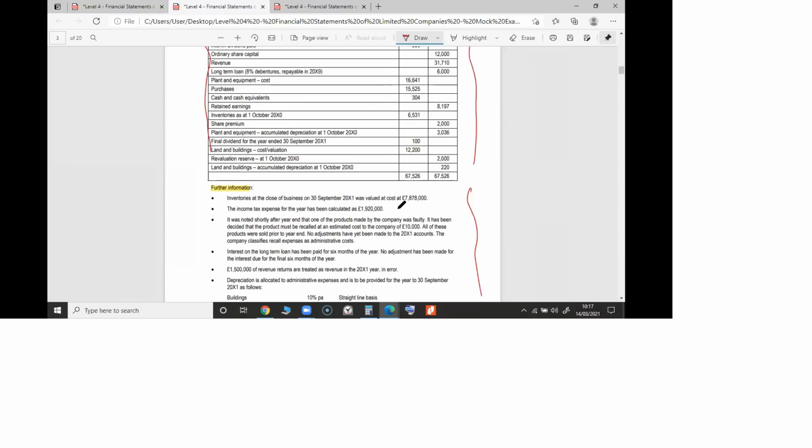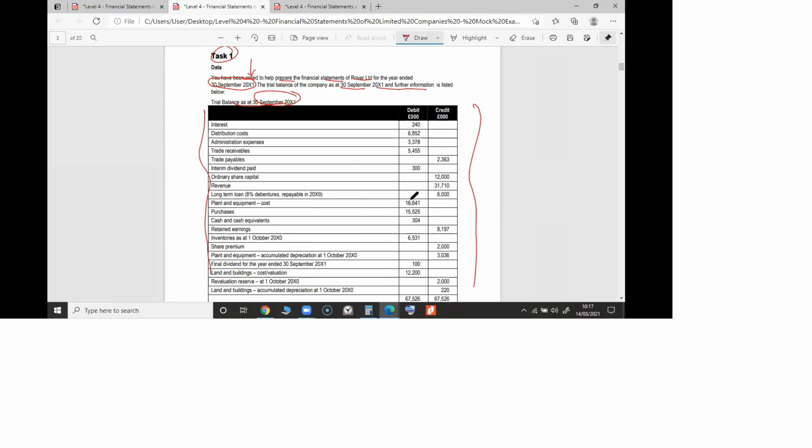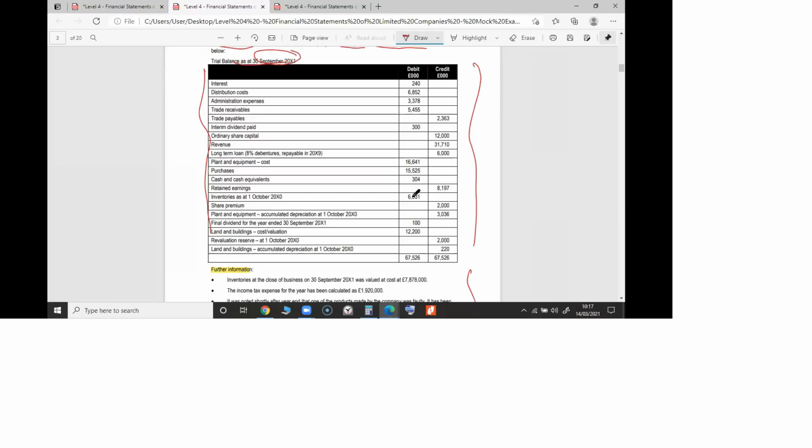Before I read the further information, which is all you need to master, yeah, further information is the key thing. Before I read that, I'd like to go quickly over the trial balance. So I have interest, distribution cost, admin expense, all these are expenses, debit. Receivables, current asset, debit. Payables, current liability. Interim dividend and even final dividend all go into the statement of changes in equity, into the retained earnings, if you are meant to do it.